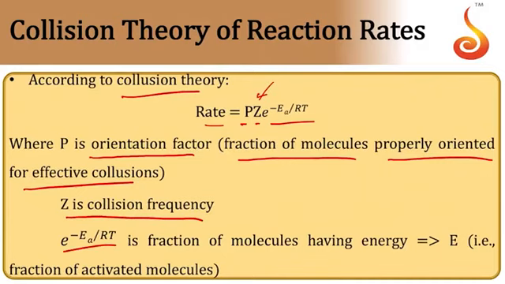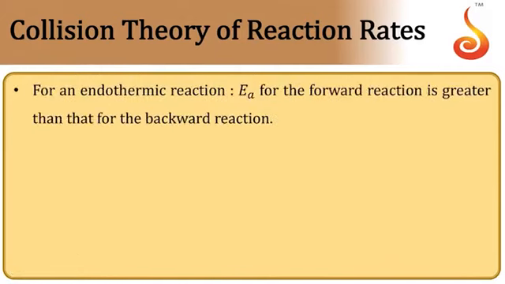And e to the power of minus Ea by RT is also known as the Boltzmann factor, and is the fraction of molecules having energy equal to or more than Ea. That is the fraction of activated molecules. So there are three things in collision theory: P, the orientation factor; Z, the collision frequency; and e to the power of minus Ea by RT, the fraction of molecules having energy equal to or more than Ea. That is nothing but the fraction of activated molecules. Then the reaction takes place.